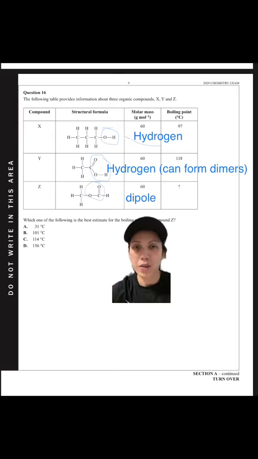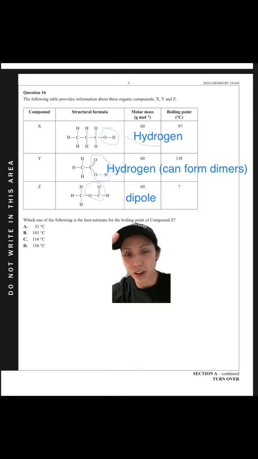So you can see here, with the dipole-dipole interaction versus the hydrogen bonding, we know that it's a weaker bond, which means it's going to take less energy to pull those molecules apart. Therefore, the boiling point is going to be lower than both 97 and 118, because we know that the hydrogen bonds are stronger.